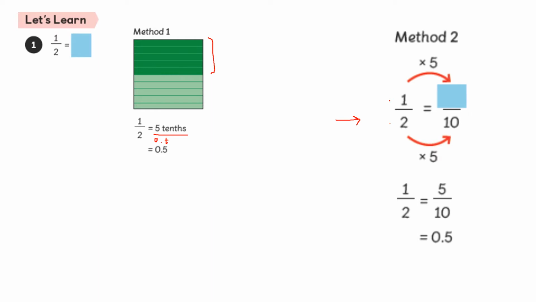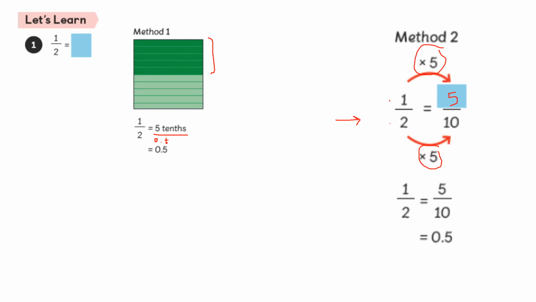So we're going to be having to multiply the numerator and the denominator by the same number. So we've just shaded in 5 tenths. So we're going to be multiplying both the numerator and the denominator by 5. So let's give that a go. 1 times 5 is going to give us 5, and then 2 times 5 is going to give us 10.